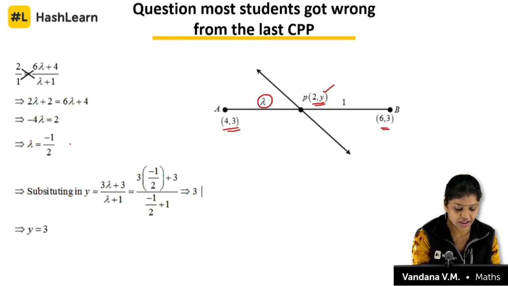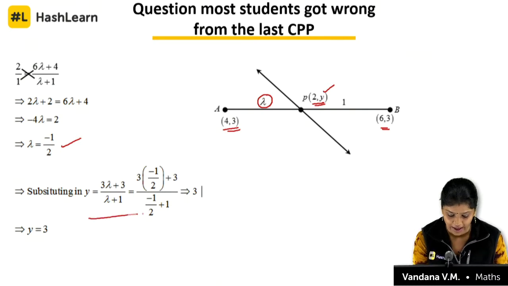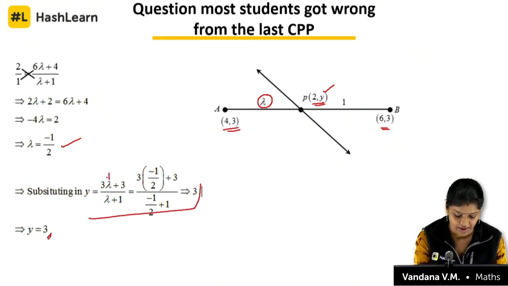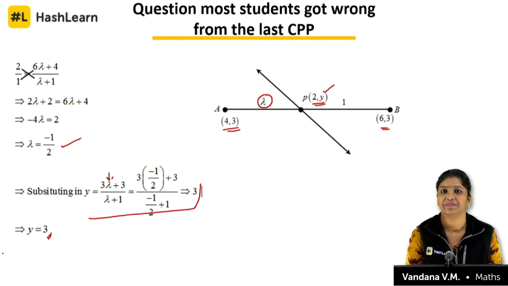Do the cross multiplication. I got the lambda value. Same lambda, you substitute in the ordinate, you will get the value as 3. So, wherever lambda is there, you write minus 1 by 2. You will get the answer.